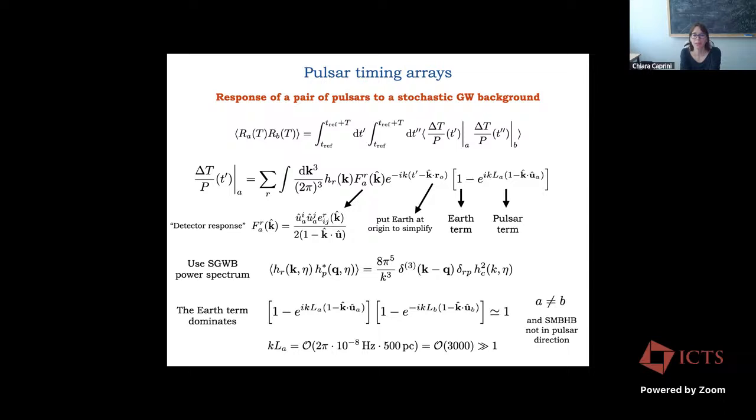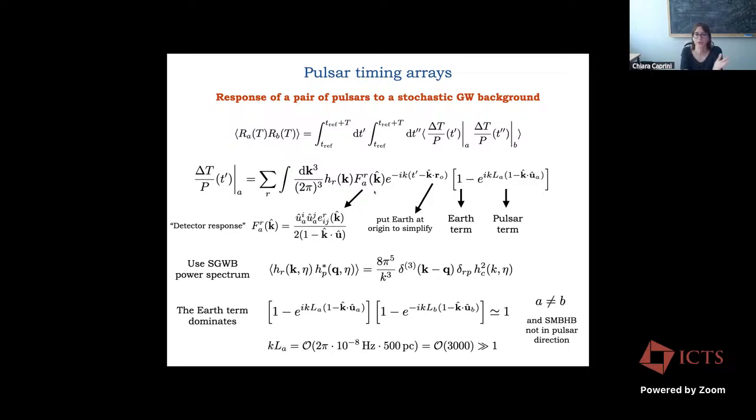Sorry, this is the typical distance between the Earth and the pulsars, where one can say the pulsar is in the galaxy. So let's put it at about an order of 500 parsec. And you see, you get that this particular product is of the order of a very big number. So these two terms will oscillate like crazy, and therefore basically this cross product is just dominated by the Earth term, which is here the one, because I have extracted this particular exponential.